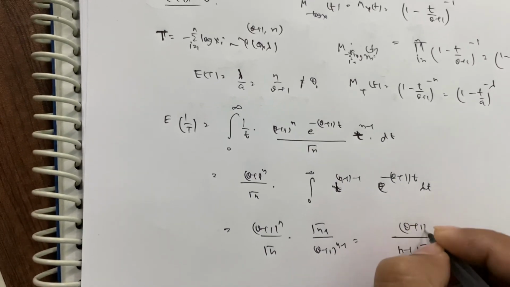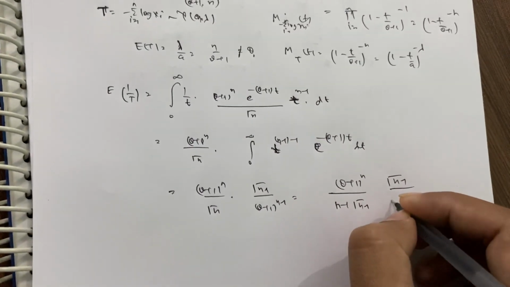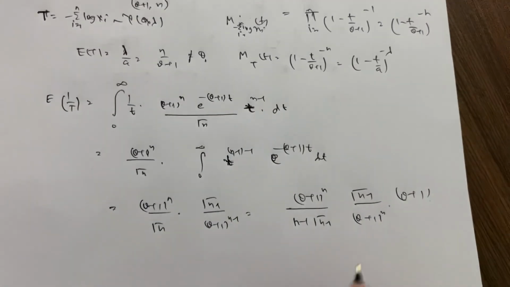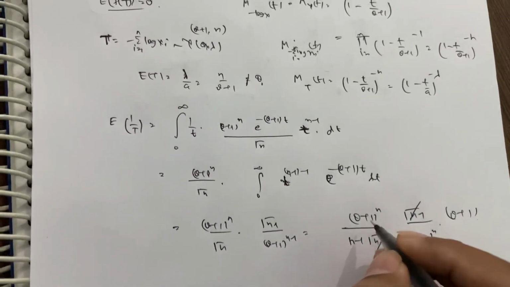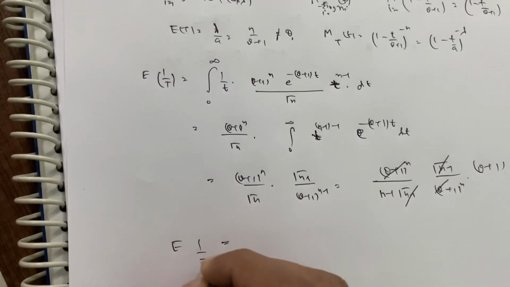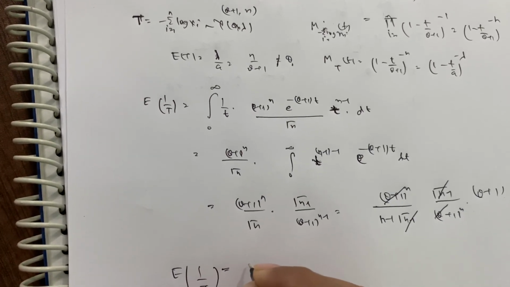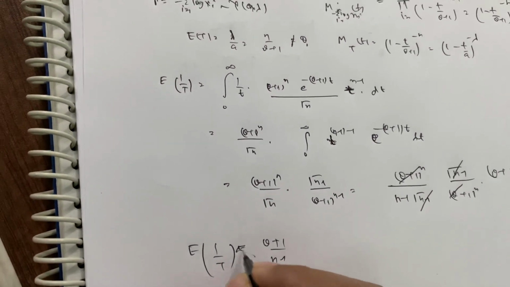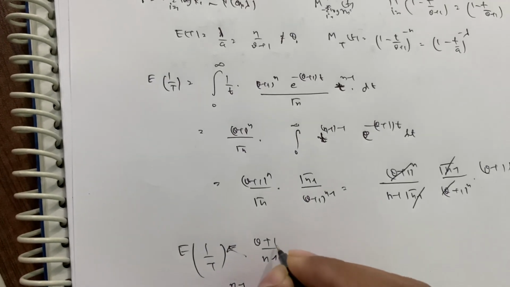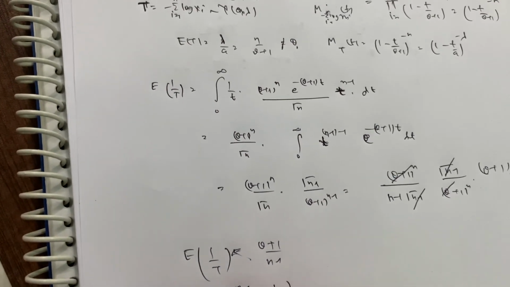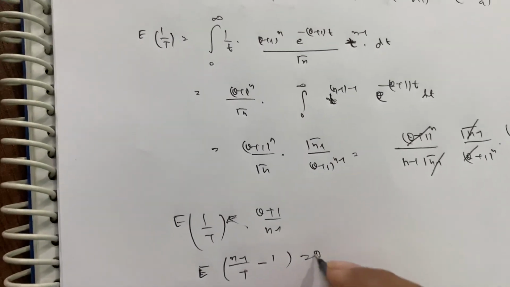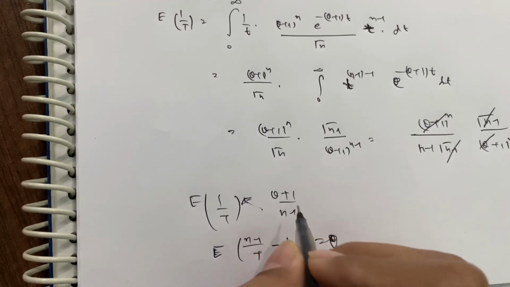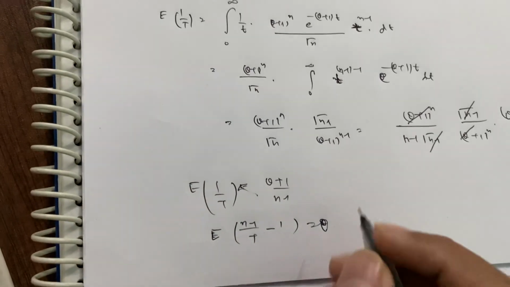Now we can rewrite gamma n as (n minus 1) gamma n minus 1. So gamma n minus 1 and (theta plus 1) to the power n will be in the numerator. Now gamma n minus 1 and gamma n will cancel out, and we are left with theta plus 1 divided by n minus 1. This n minus 1 is a constant. So when we take the expectation of 1 by T, we are getting theta in the numerator, and all other things we can put on the left hand side, so we are getting it like this.